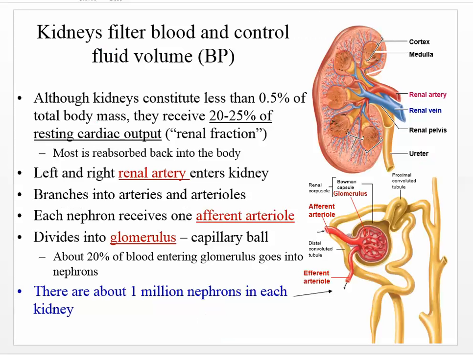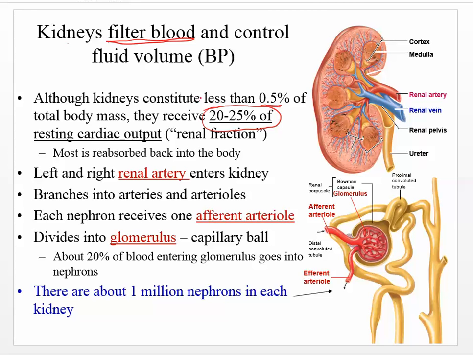Okay, so what do the kidneys do? They filter blood. That is their function. That's a pretty clear function, and the kidneys really don't make up that much of your body. 0.5%. That's not even 1%. That's a half a percent of your total body mass, and yet they get 20 to 25% of the resting cardiac output.